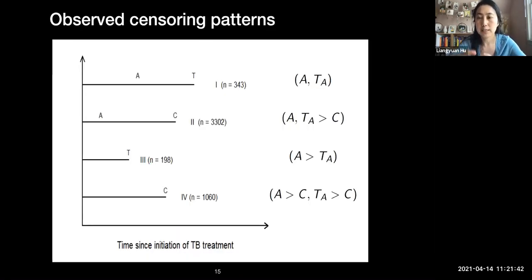Okay, so now with that notation defined, back to the 4 censoring patterns. In the first case, we observe both. So we have A, we know T of TA. Second case, T is censored by C. So we know A, and we know TA is greater than C. And third case, A is censored by T. So we know A is greater than TA. And the final case, both A and T are censored by C. So we know A is greater than C and TA is greater than C.